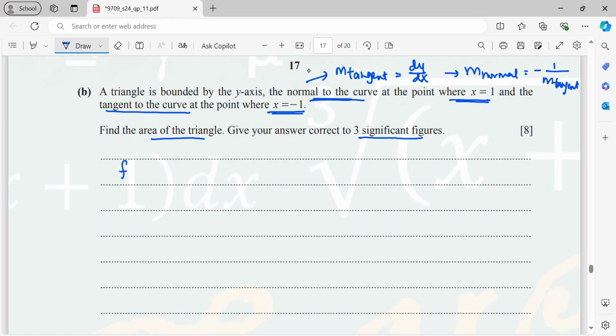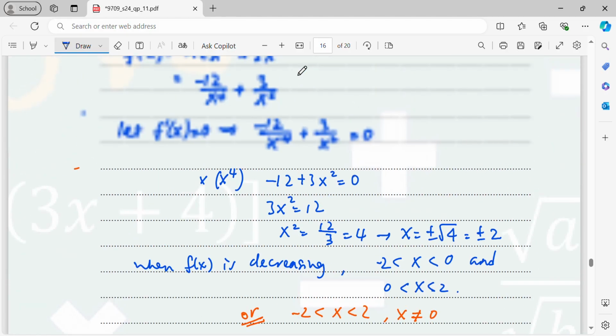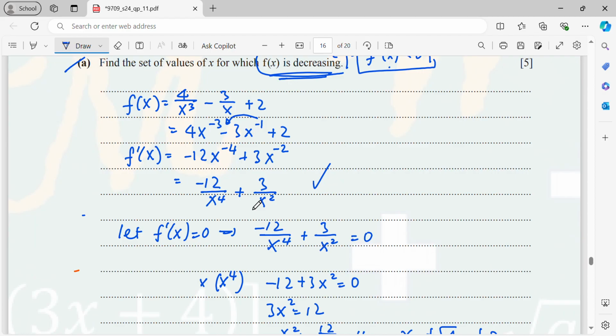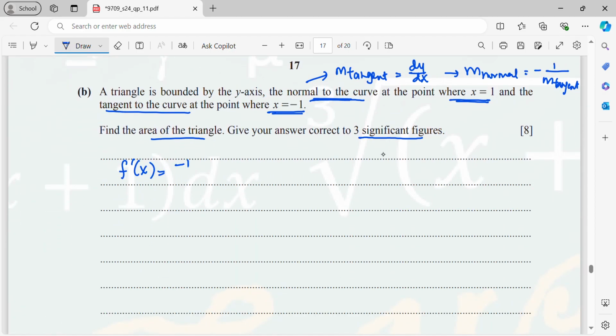So my f'(x) was already found just now. I will just rewrite my f'(x) from the previous part: minus 12 over x to the power 4 plus 3 over x squared. So I will calculate this first, the equation of the normal, at x equals 1. So when x equals 1, my f'(1) is negative 12 over 1 to the power 4 plus 3 over 1 squared. This is going to be negative 12 plus 3, that is minus 9. So this is the gradient of the tangent, m tangent.